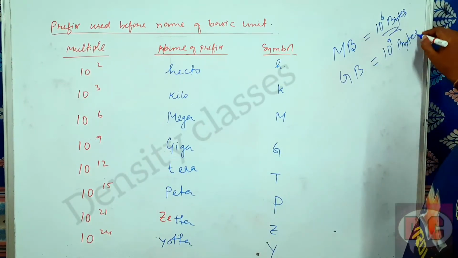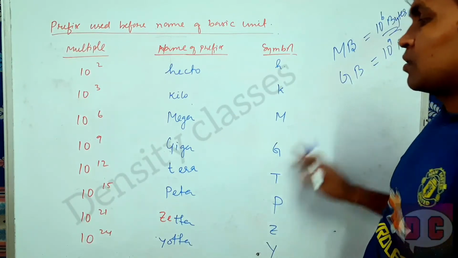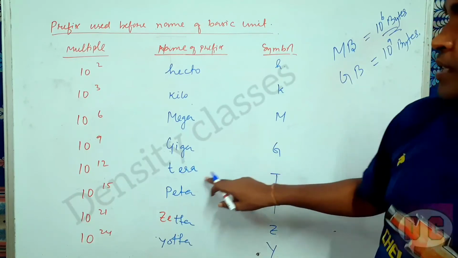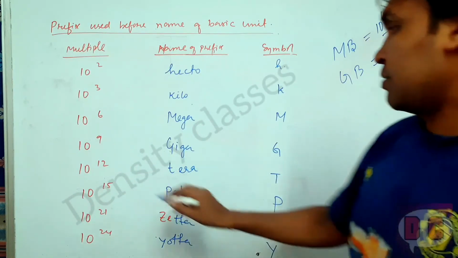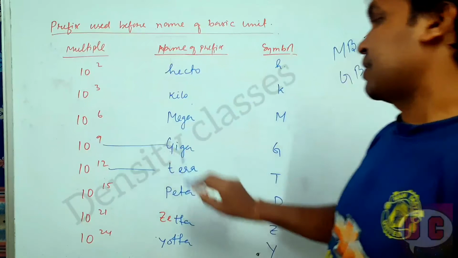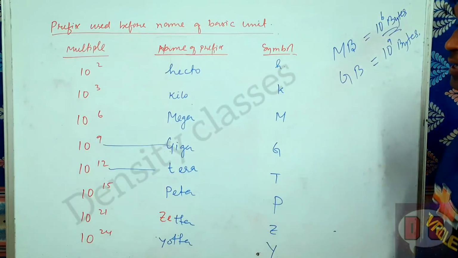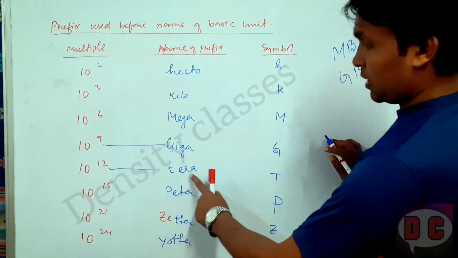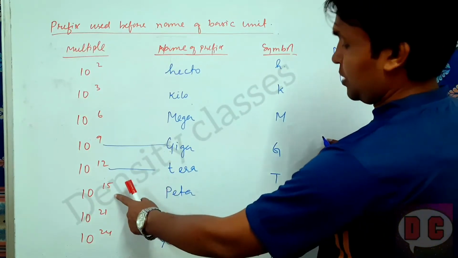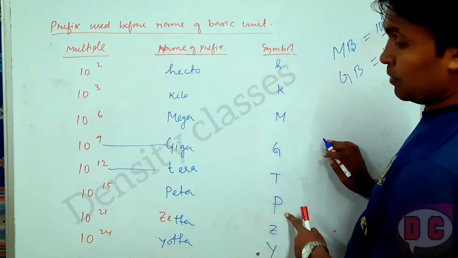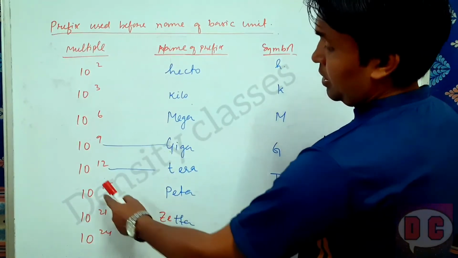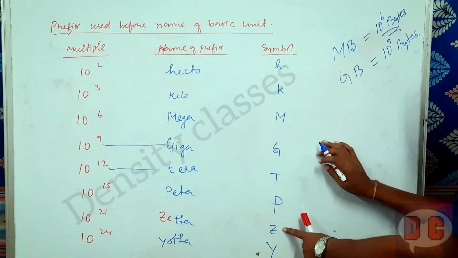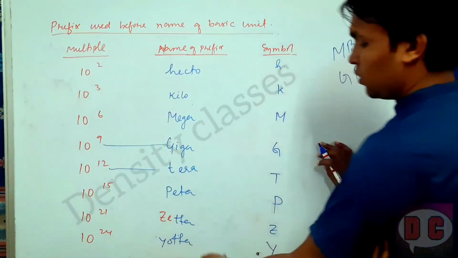Okay, got it? Understood? So terabyte, the symbol will be what? T. And what is the prefix we are using? We are using 10 to the power 12, and giga is 10 to the power 9. And peta, what is the symbol? P, and the name is peta. 10 to the power 21 zetta, the symbol is Z, and 10 to the power 24 yotta, and the symbol is Y.